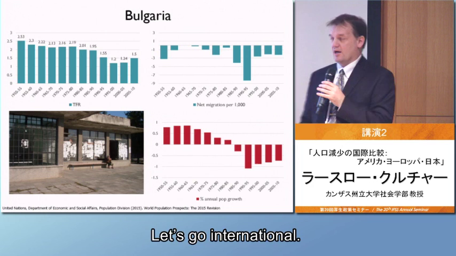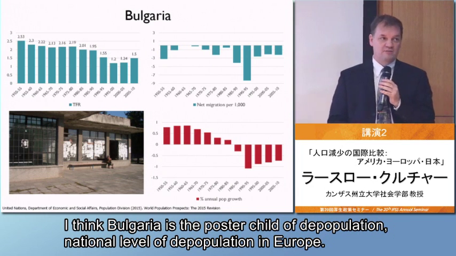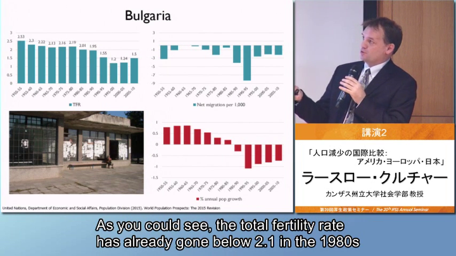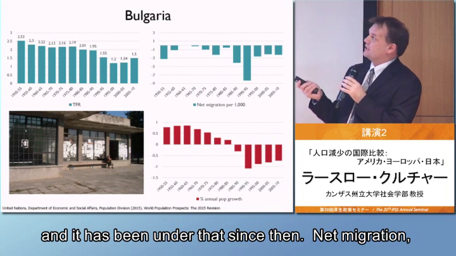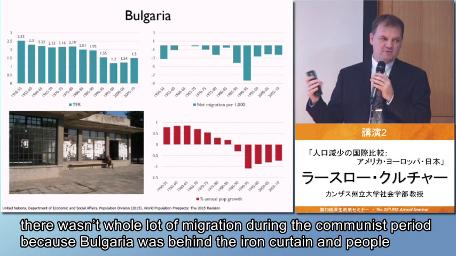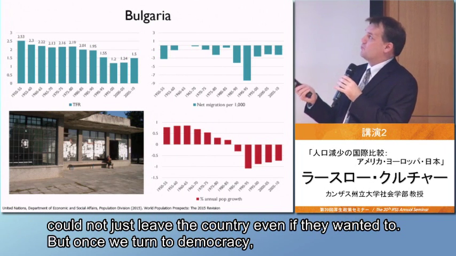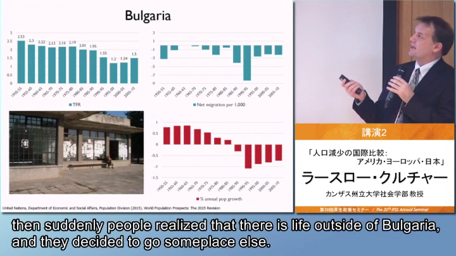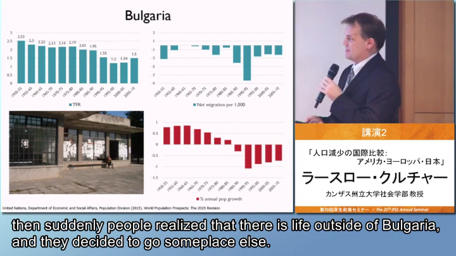So let's go international. I picked Bulgaria. Bulgaria is the poster child of national-level depopulation in Europe. As you could see, the total fertility rate already went below 2.1 in the 1980s, and it has been under that since then. As for net migration, there wasn't a whole lot of migration during the communist period because Bulgaria was behind the Iron Curtain and people could not just leave the country even if they wanted to. But once it turned to democracy, people suddenly realized that there is life outside of Bulgaria, and they decided to go someplace else.